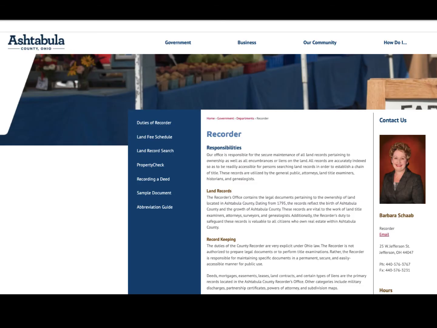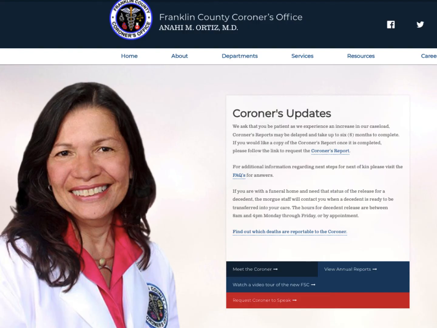So, for example, here's the Ashtabula County Recorder website. You can see that this person who is elected for a 4-year term is responsible for keeping all land records in the county. Someday when you buy property, the deed for your property will be on file at the county recorder office. Here's the Franklin County Coroner's web page.